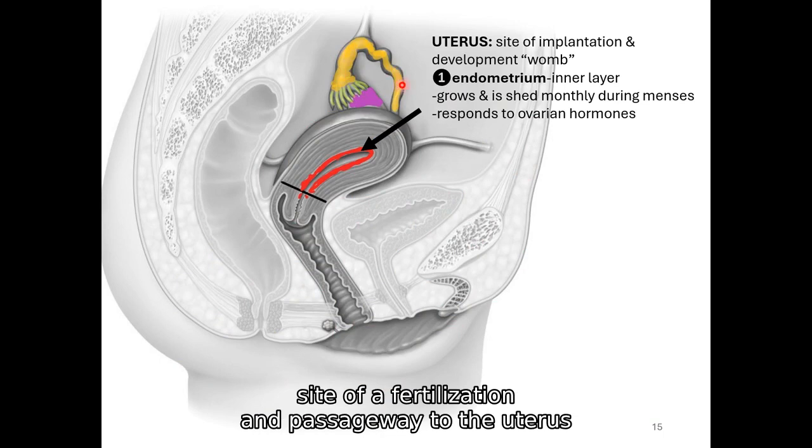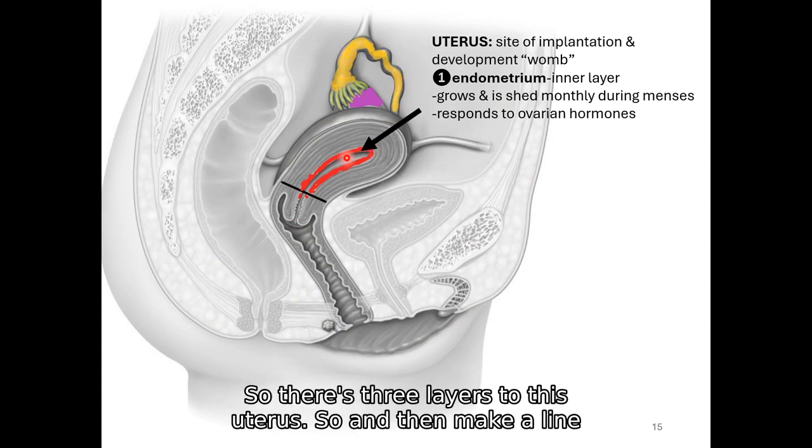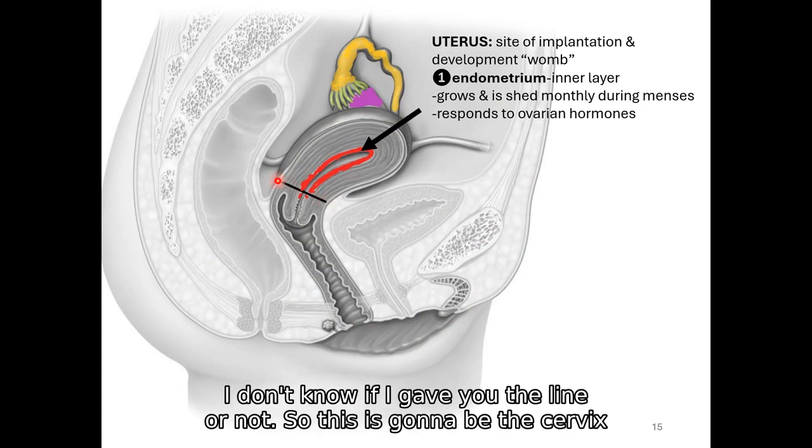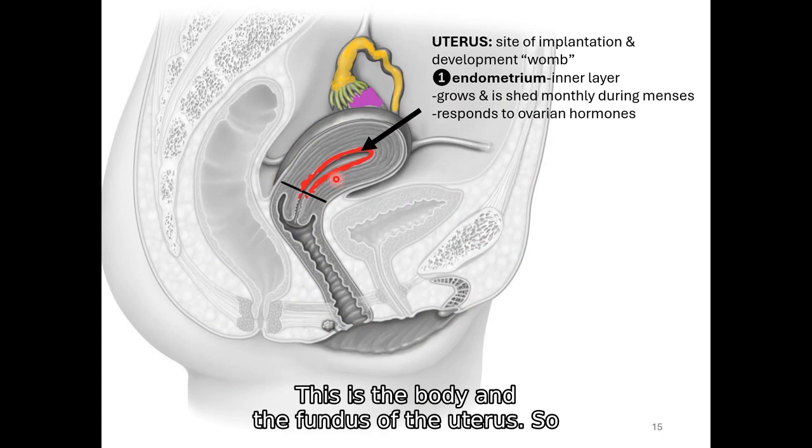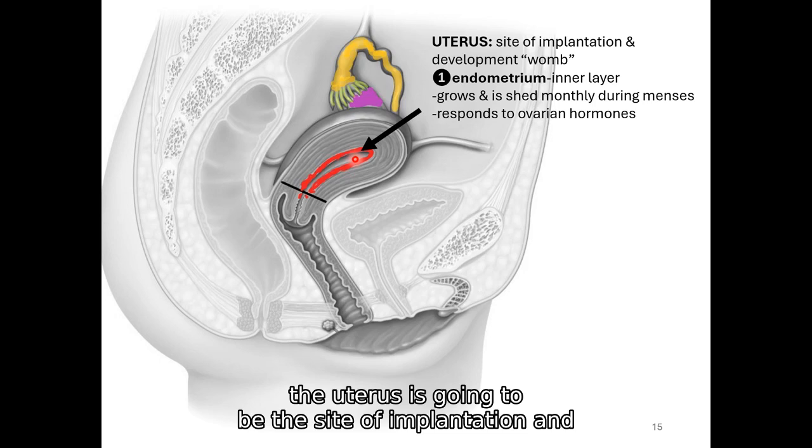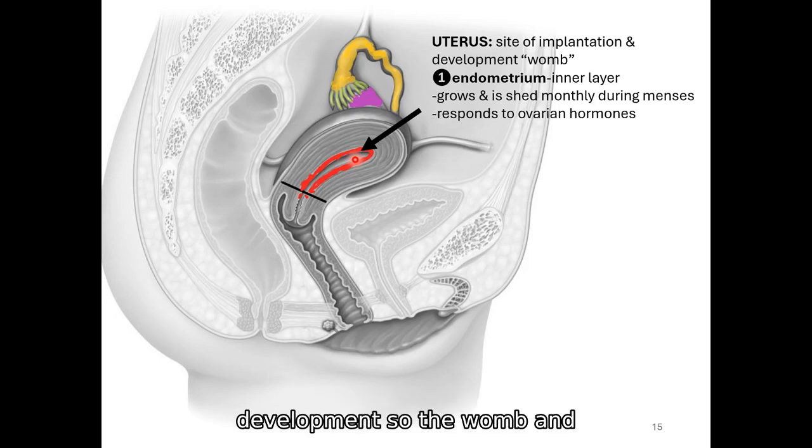All right. So we have the ovary, primary sex organ; fimbriae are going to sweep in that oocyte; uterine tube, site of fertilization and passageway to the uterus. So there are 3 layers to this uterus. And then make a line. I don't know if I gave you the line or not. So this is going to be the cervix, this is the body, and the fundus of the uterus. So the uterus is going to be the site of implantation and development, so the womb.